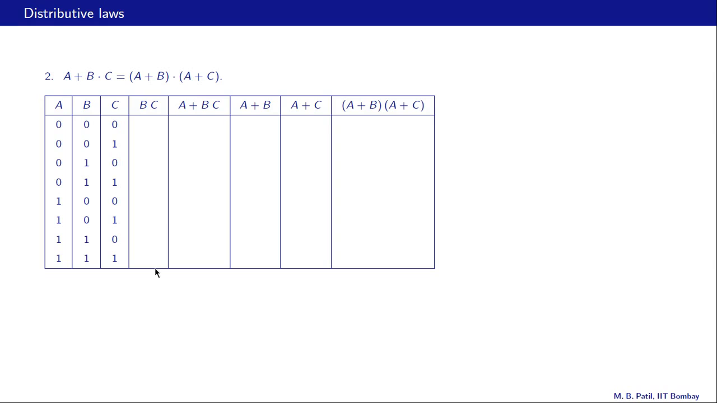Alright, now we follow the same procedure in this case and construct the left hand side, that is here, and the right hand side, which is here, and then we compare these two columns. Let us check that out. And we are not going to go through each column and how it is constructed and so on. We will just indicate the procedure. That is BC, A plus BC, A plus B, A plus C, and finally the right hand side. And if we compare these two columns, they are identical, and that proves this identity.